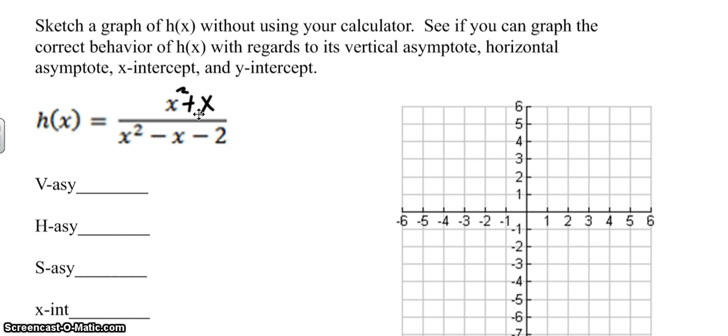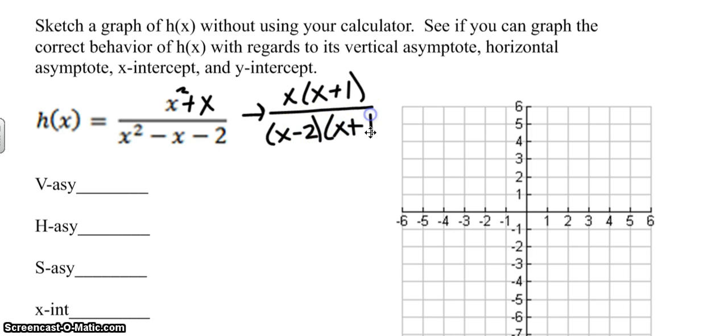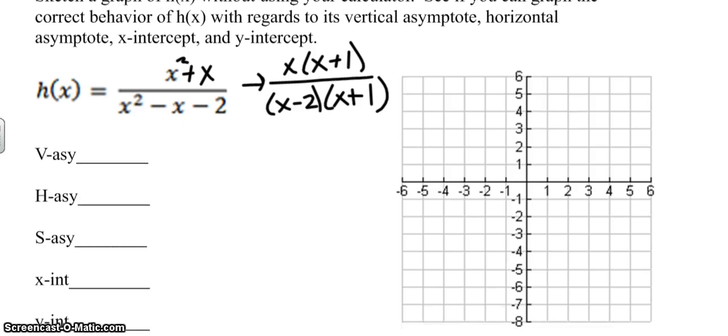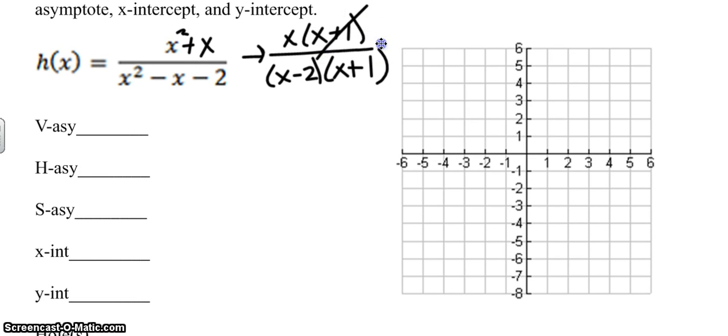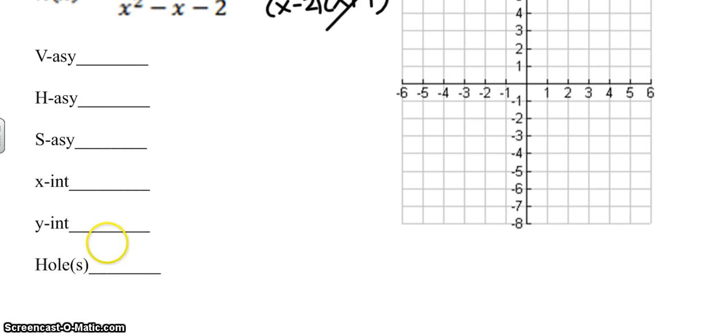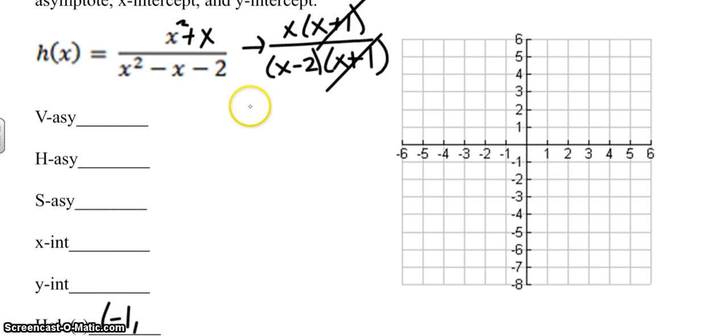But first up, we are going to factor this. This is going to be x times x plus 1 over x minus 2 and x plus 1. So from right here, you would read your domain. So domain would be x can't be equal to 2 and x can't be equal to negative 1. You would also read your holes. Well, there's going to be a hole when x is equal to negative 1. Then, now that it's simplified, we're really talking about the function x over x minus 2, all of those behaviors.